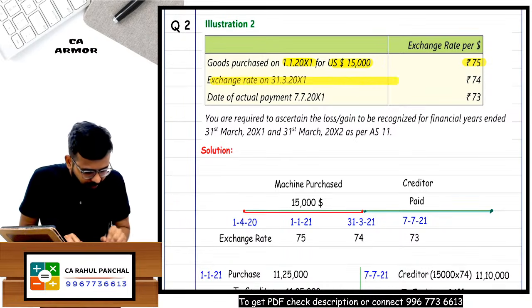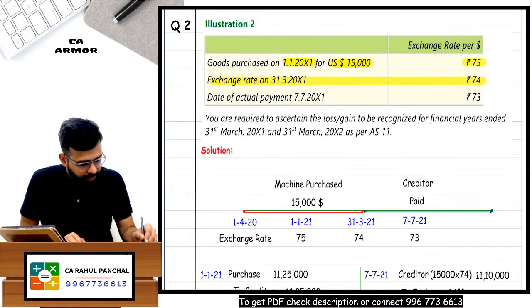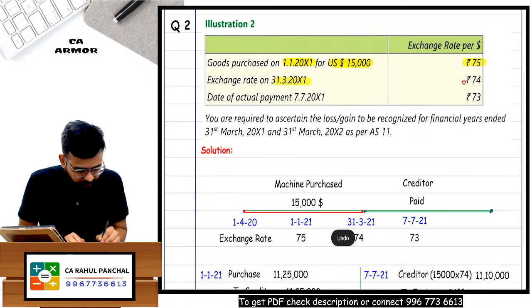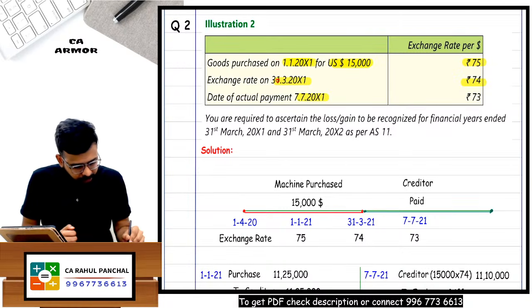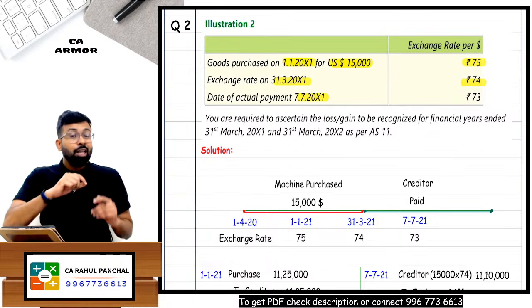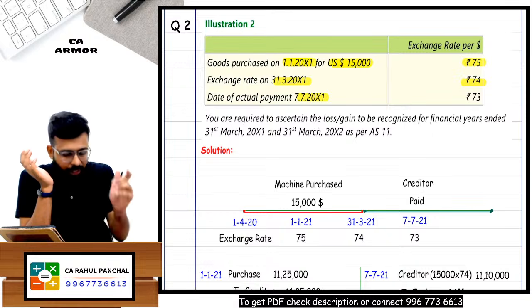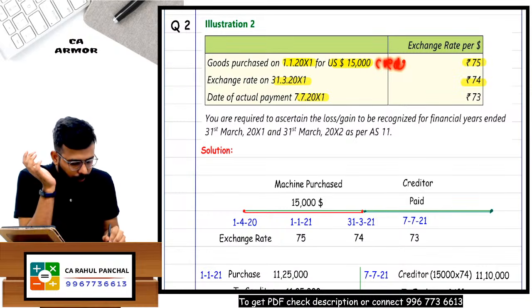Okay. Now there is a year end which is on 31st March. Then there is one more rate. There is a fluctuation in the rate. And I am going to make the payment maybe after 6 months or whatever the months are there. So I made the actual payment. It means it is on credit. The goods are purchased on credit.